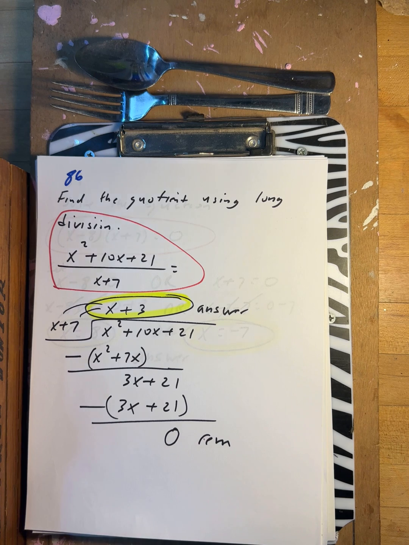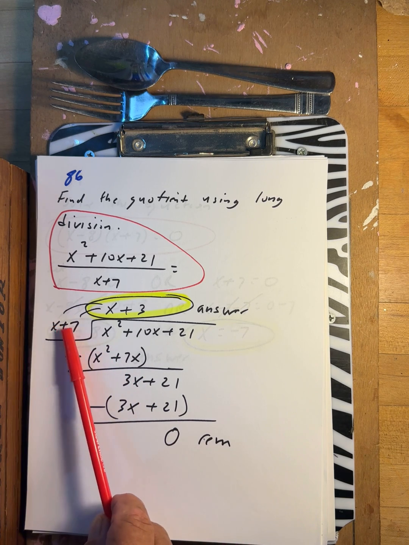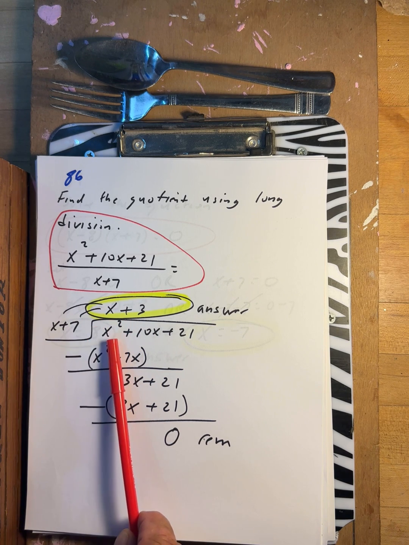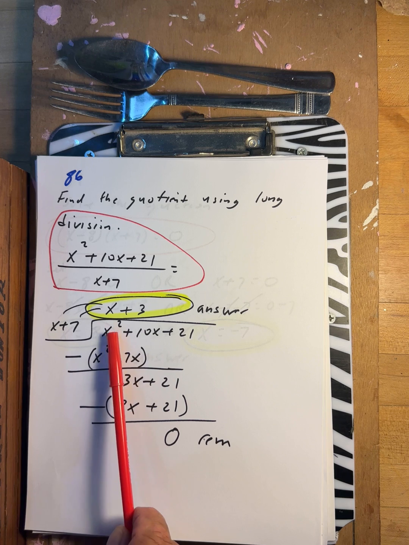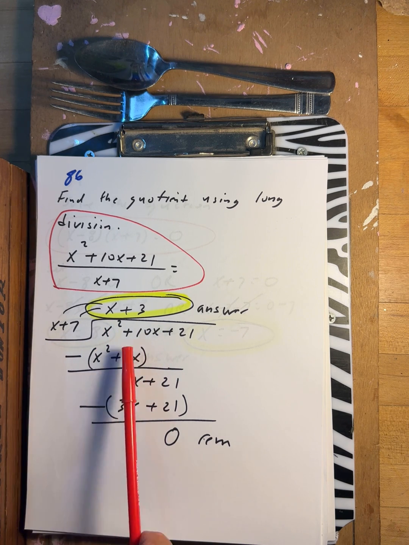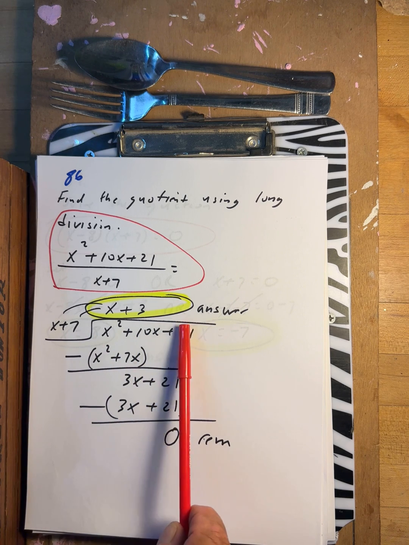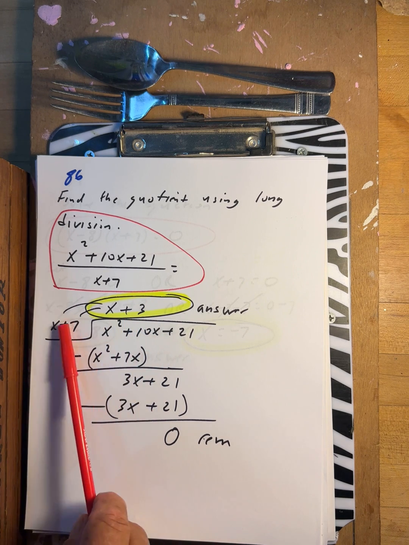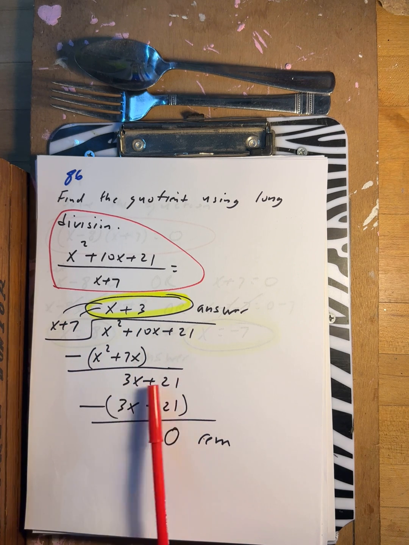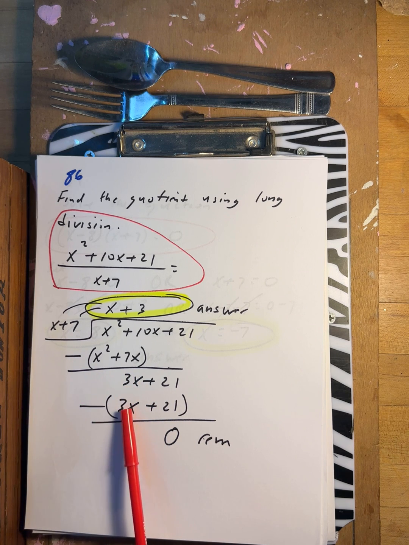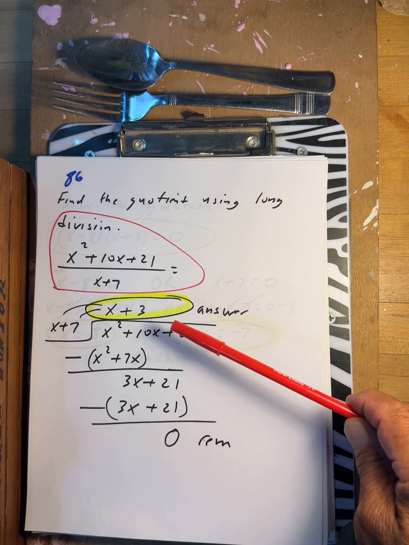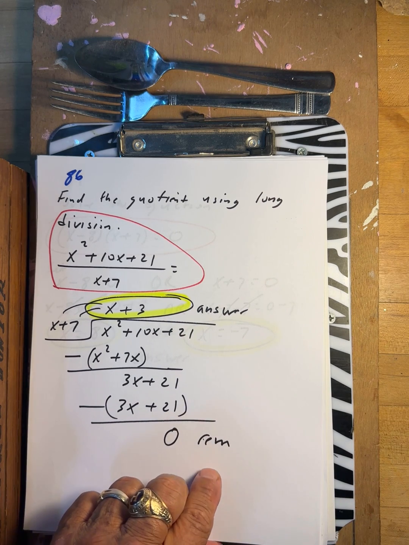Find the quotient by long division. So x plus 7 is going to divide x squared plus 10x plus 21. So x times x is x squared, and x times 7 is 7x. You always subtract upstairs minus downstairs. So x squared minus x squared, gone. 10x minus 7x is 3x. Bring the 21 down. Now I'm going to put 3 here. 3 times x is 3x. 3 times 7 is 21. Subtract: 3x minus 3x, gone. 21 minus 21, gone. Remainder 0. So the answer is x plus 3, using long division.